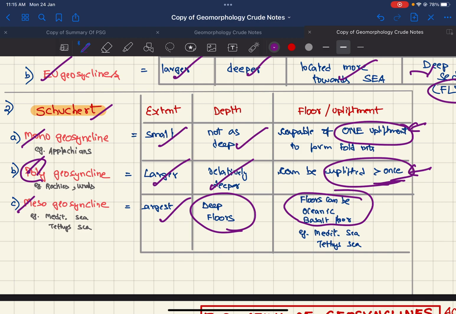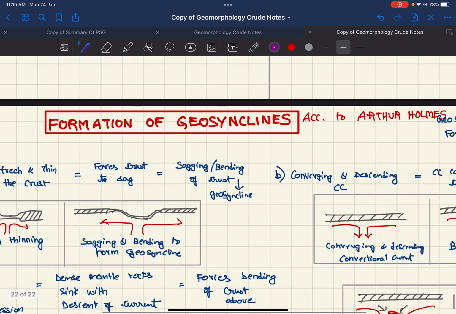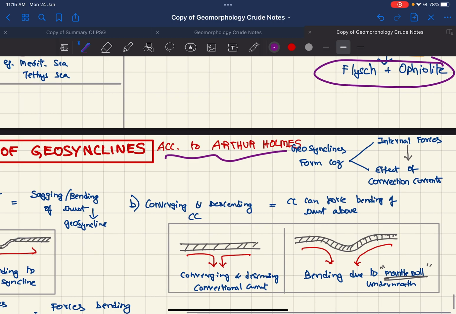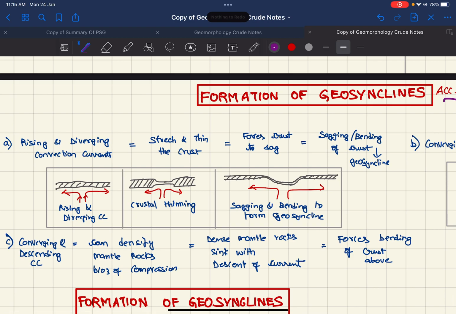So the monogeosyncline example is the Appalachians. For poly, we have the Rockies and Urals. Mesogeosyncline examples are the Mediterranean Sea and Tethys Sea. Next, the formation of geosynclines according to Arthur Holmes. The main reason for formation is the internal forces and the effect of convection currents that result from these internal forces. So the first possibility is the rising and converging currents.